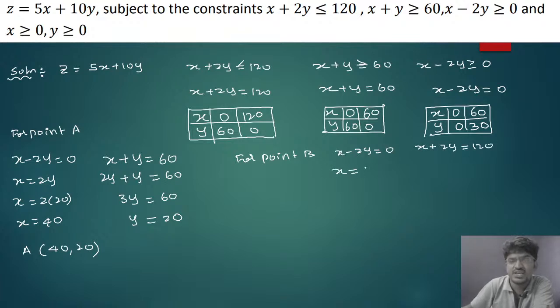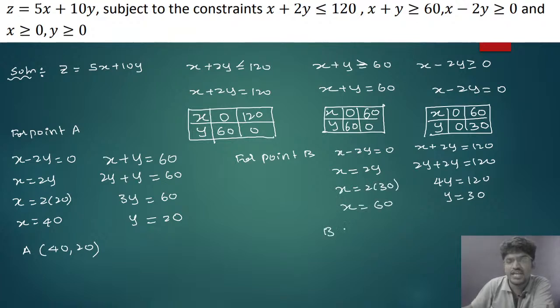Know that x is equal to 2y. In the place of x you write 2y plus 2y equal to 120, 4y equal to 120, y equal to 30. Therefore, if y is 30, x is 60. Therefore, point B is 60 comma 30.